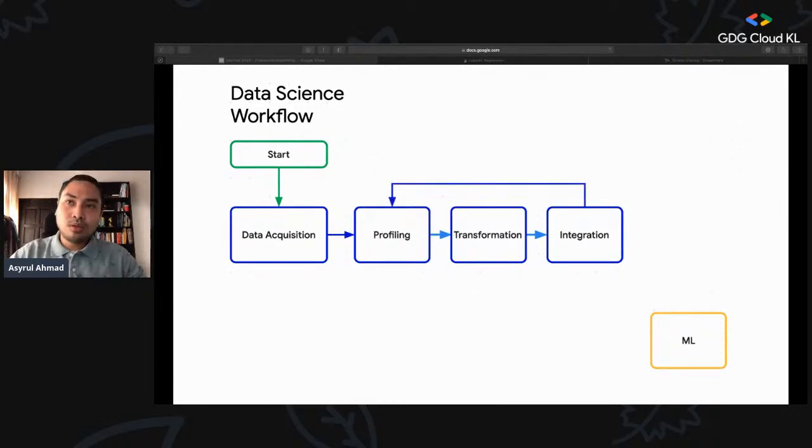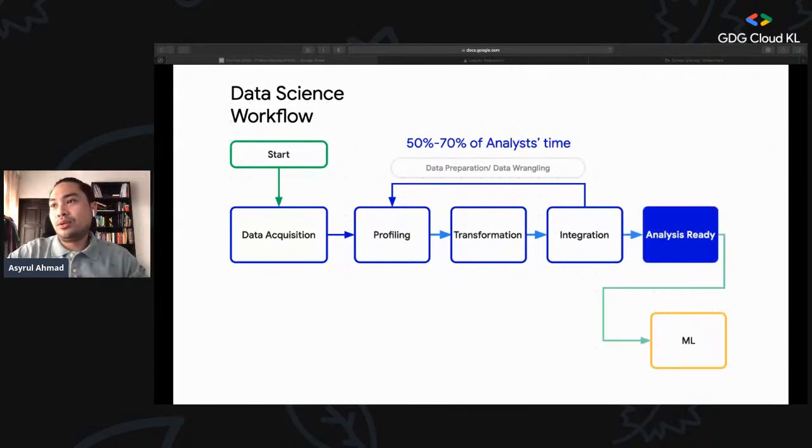And these three steps, profile, transform, and integrate, is an iterative process. And this iterative process is what is called data wrangling or data preparation. And data preparation has been quoted in many research papers that it takes 50 to 70% of the analyst's time. So the real challenge here is data wrangling, data preparation: prepare your data to be perfect so that you can finally use it for machine learning. And once it's ready, then you can feed your data to whatever algorithm or model you want to use and train it.